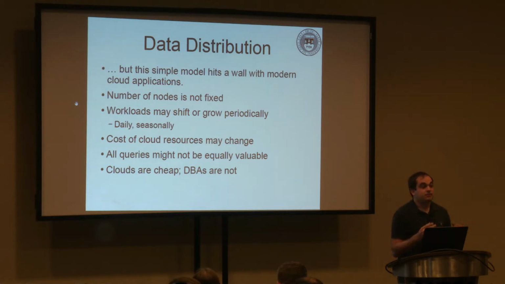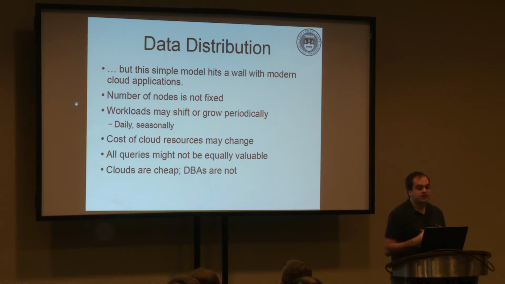The first is that the number of nodes is not fixed. If your workload gets bigger or changes in some way, you not only have to decide how to redistribute what nodes are doing what, you might have to decide to grow or shrink your cluster. Another problem is that workloads may shift or grow periodically. So that change in workload that caused a load imbalance might happen regularly. For example, at Christmas, you might find that certain products and certain rows in your database are accessed much more often than at Halloween. Or even seasonally, based on 2 a.m., how many people are watching Netflix versus 5 p.m., how many people are watching Netflix.